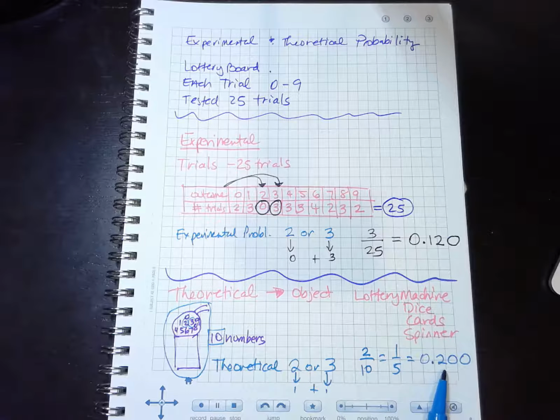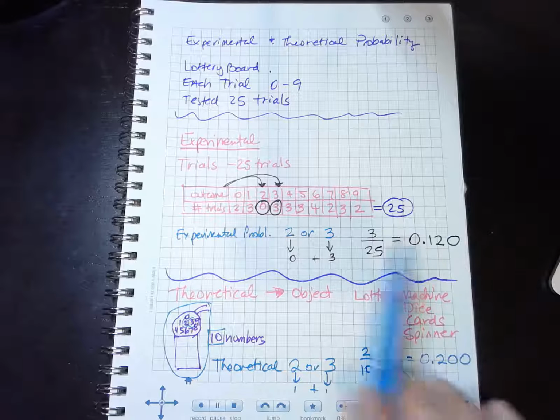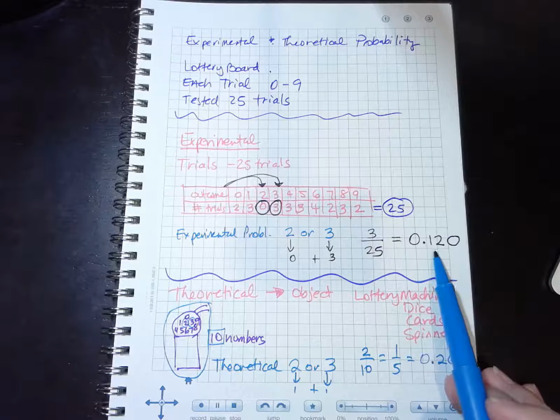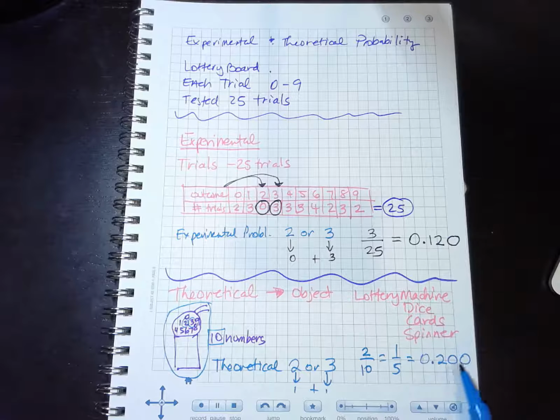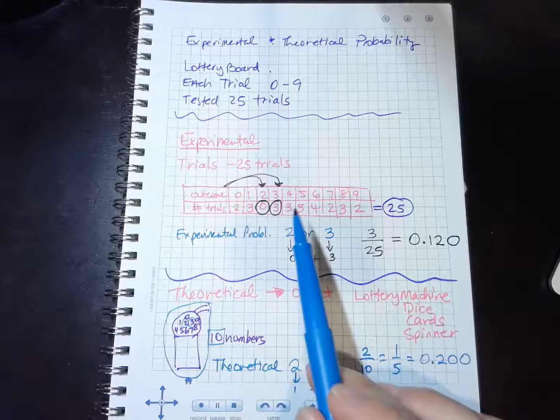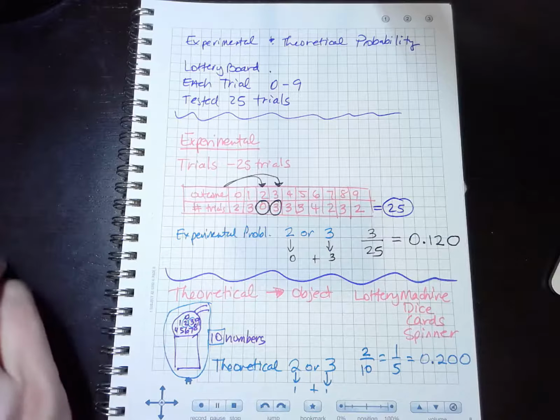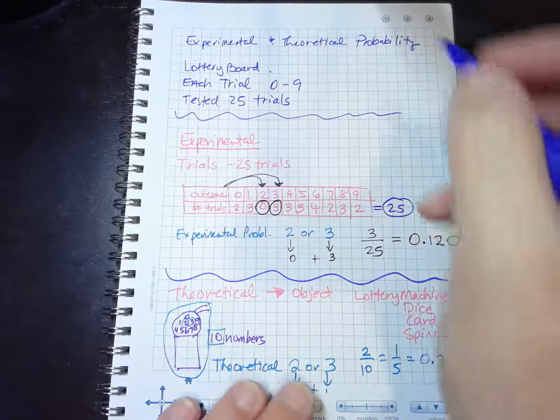So my theoretical probability is higher. If you look at it, it's 200 thousandths, and my experimental probability is 120 thousandths. So theoretically, I have a better chance than from this experiment that they provided.